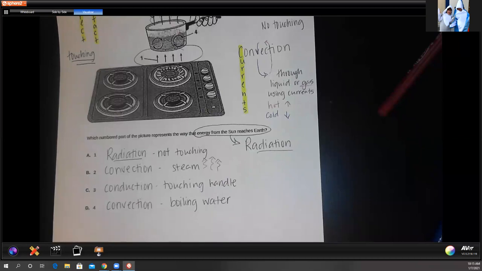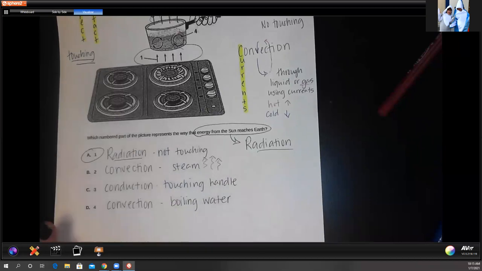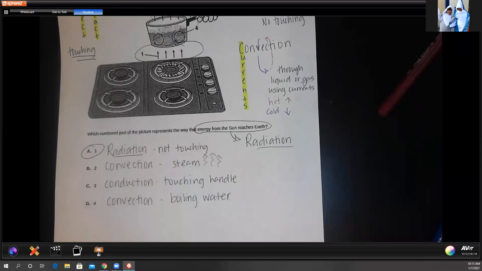Okay, so what would the answer to this be? Call it out. One, so A. Do you see why I would put this as the first question on the test? Yeah.